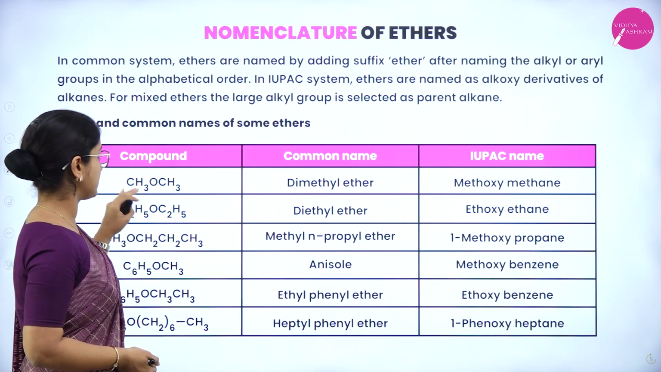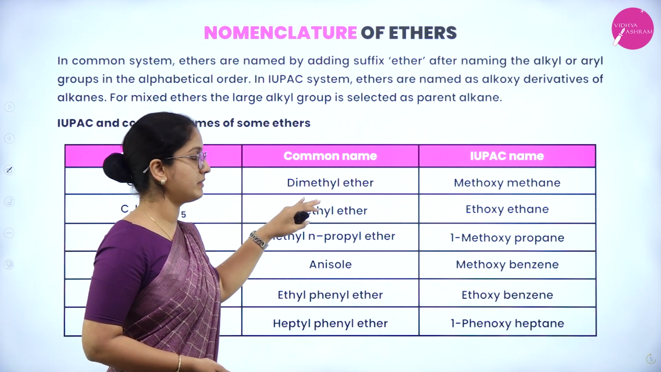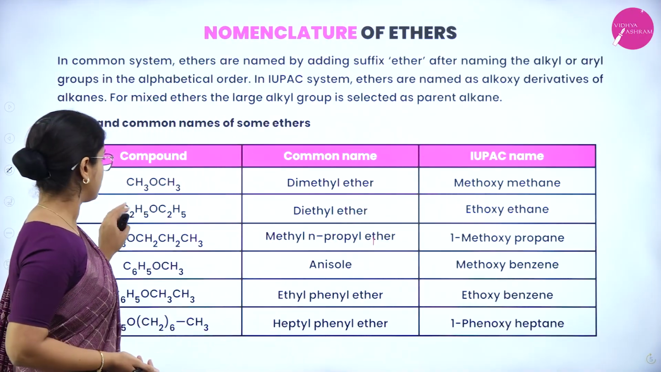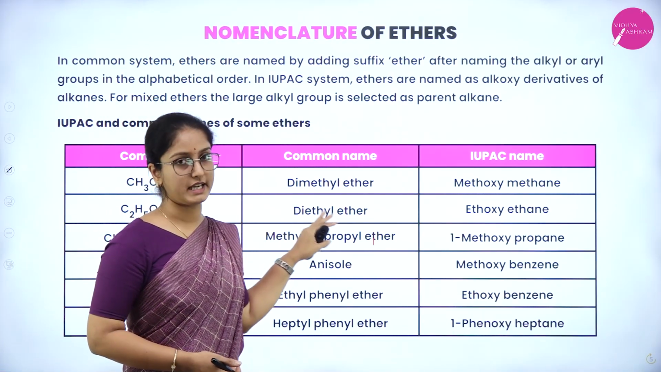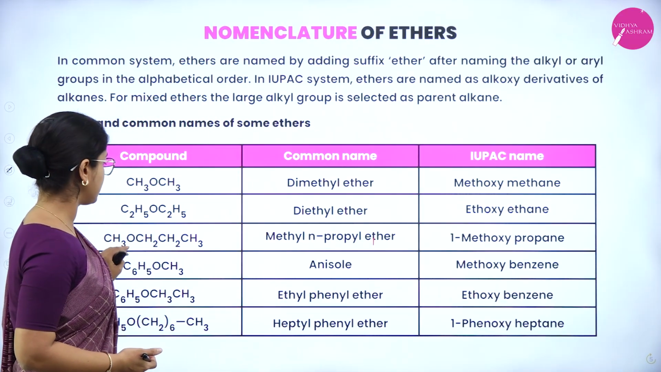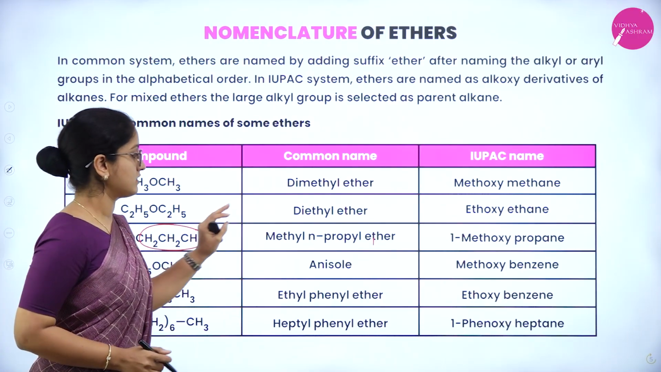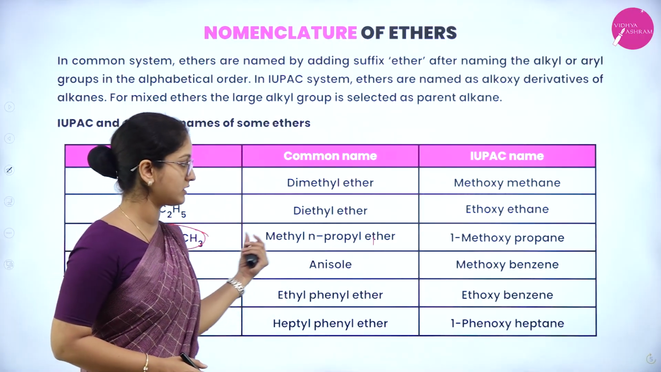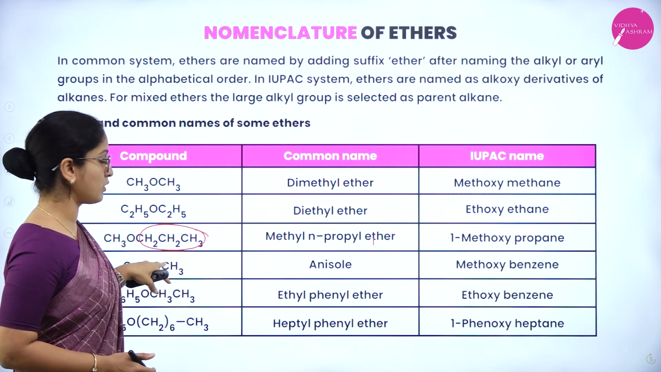So first compound is CH3OCH3. So two methyl groups, it is having a common name dimethyl ether, and the IUPAC name is methoxymethane. So second one is C2H5OC2H5. So it is having a common name diethyl ether and IUPAC name is ethoxyethane. Next is CH3OCH2CH2CH3. So this is a different compound. So the compound name is methyl n-propyl ether and IUPAC name for this compound is 1-methoxypropane.